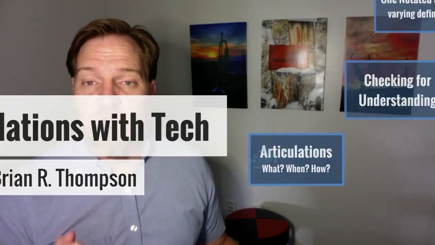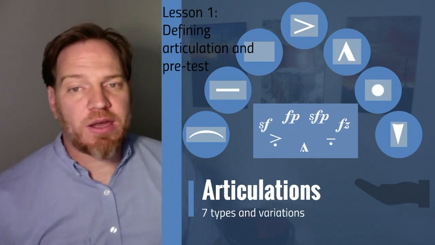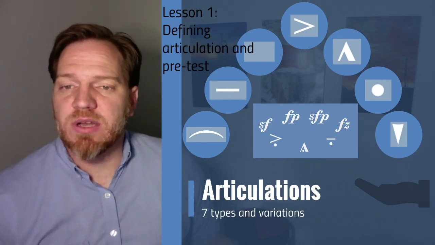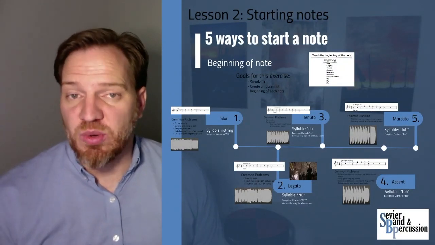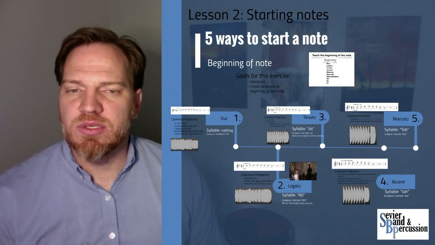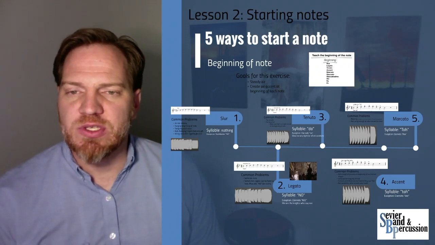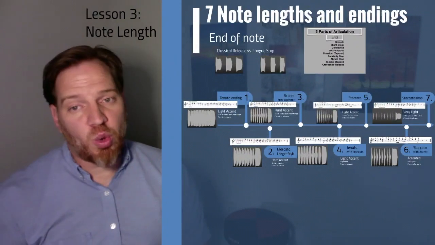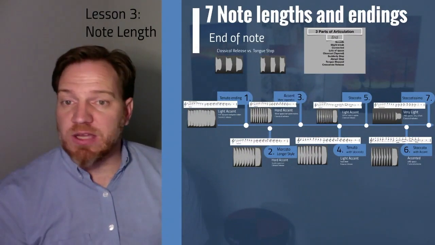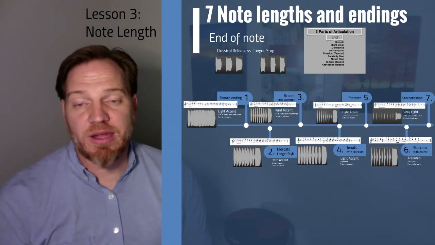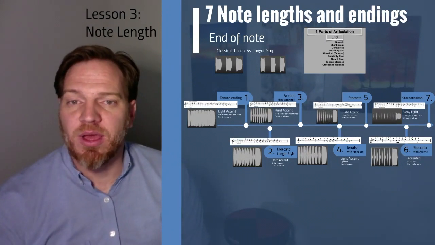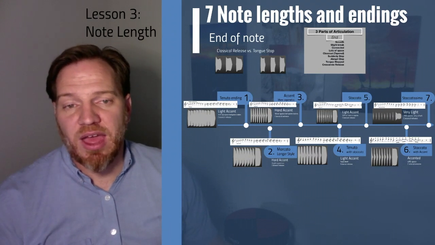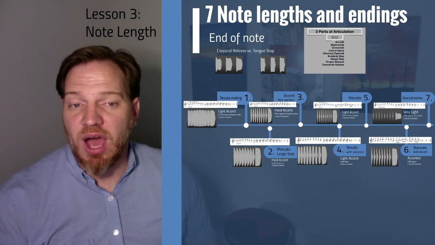The things we teach are in lesson 1, we define articulation and we give the pretest so kids can understand the definition and play it. In lesson 2, we talk about starting notes, what syllables to use for each instrument, what the shape of the sound wave should look like. Then we talk about note lengths, what different articulations there are and how long each of them should be, and some different ways to interpret each of them, including classical releases and tongue stops, and even like staccatissimo or staccatos.